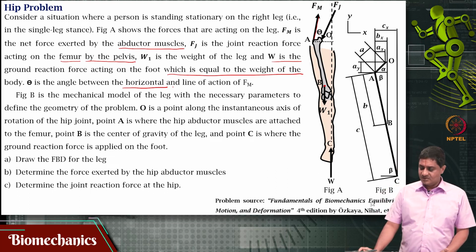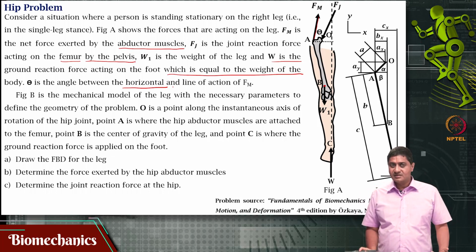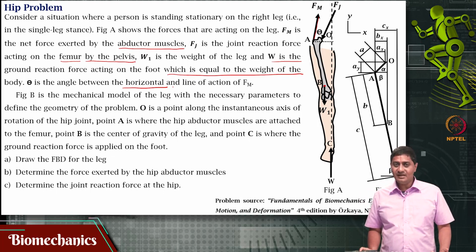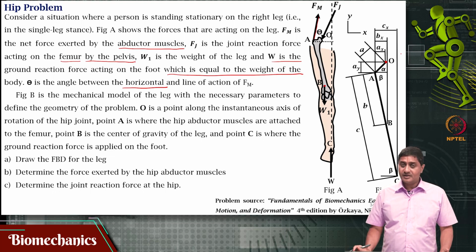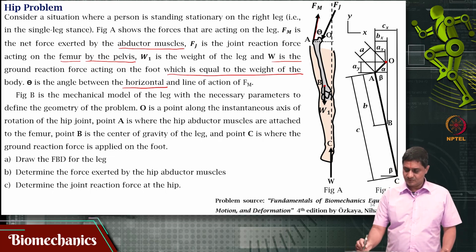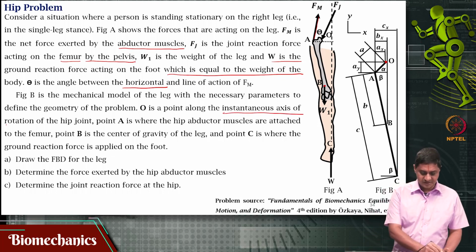Figure B shows a simple mechanical model of this leg with the corresponding parameters to define the geometry of this problem. O is a point along the instantaneous axis of rotation of the hip joint. O is this point.